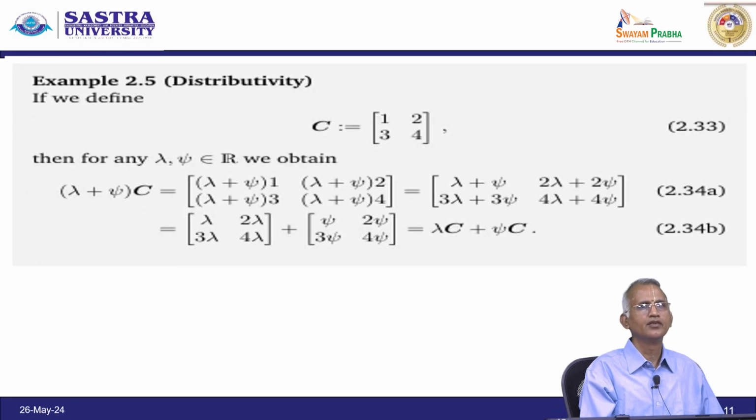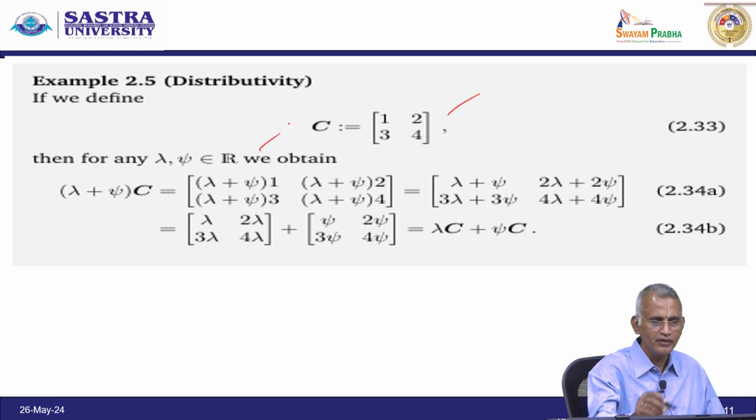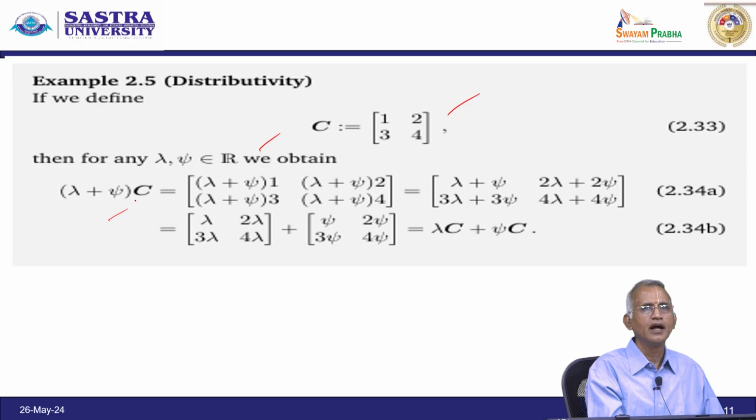Next, you take an example. C is a matrix of 2 cross 2: 1, 2, 3, 4. Then for any lambda, psi in R, we obtain (lambda plus psi) into C is equal to lambda plus psi into 1, lambda plus psi into 2, lambda plus psi into 3, lambda plus psi into 4. So, all elements you have to multiply with lambda plus psi.